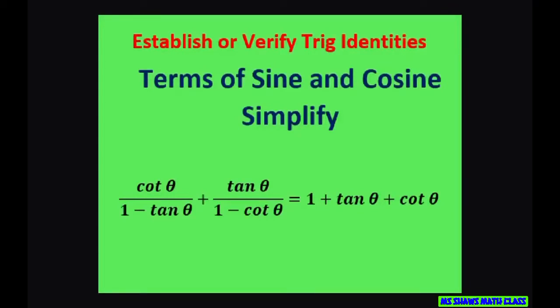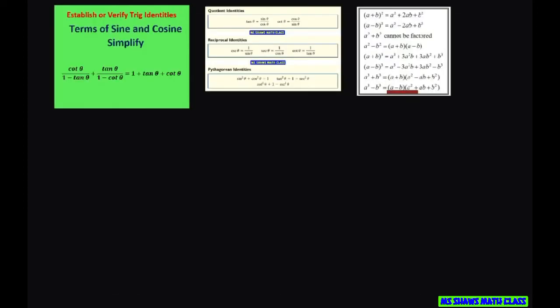One, we're going to verify this trig identity, and we're going to do this by writing all our terms in terms of sine and cosine. So not this side, we want to work on the more complicated side. So we'll get started with that and just write everything in terms of sine and cosine.